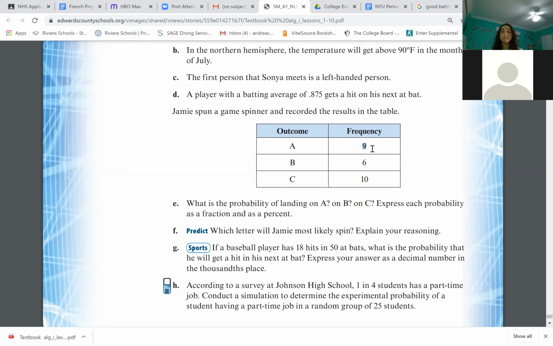Yeah. But then we would need to add it as a percent. For percent, you just use a calculator. So it'd be 36% for A, 24% for B, and then 40% for C. Yep, okay, perfect.